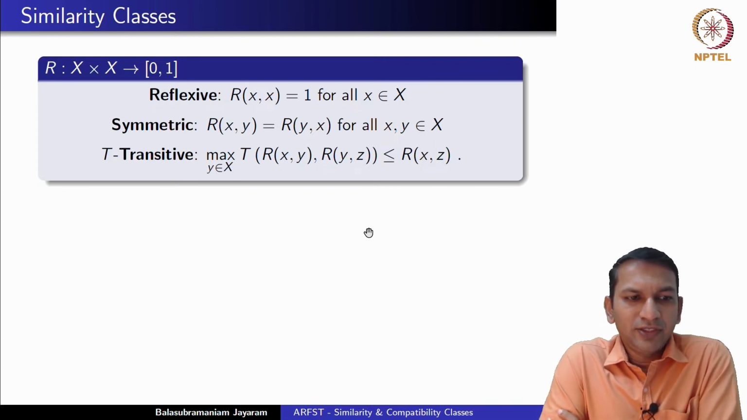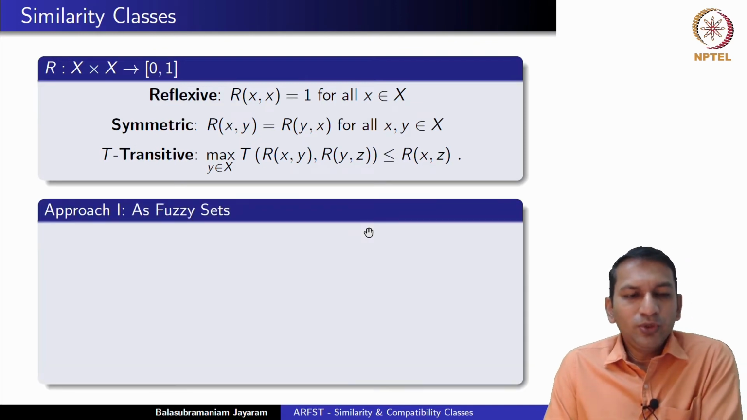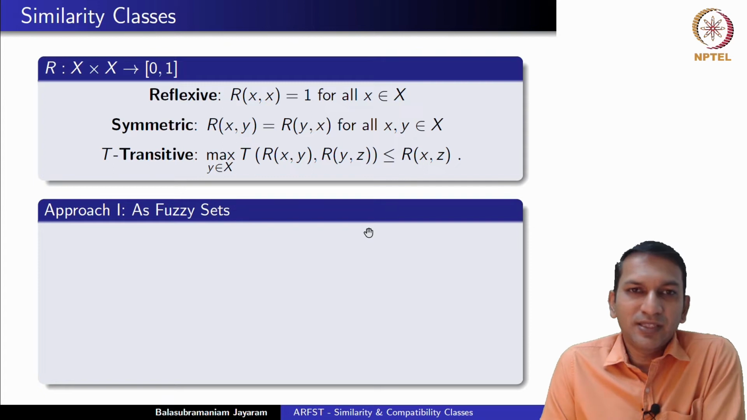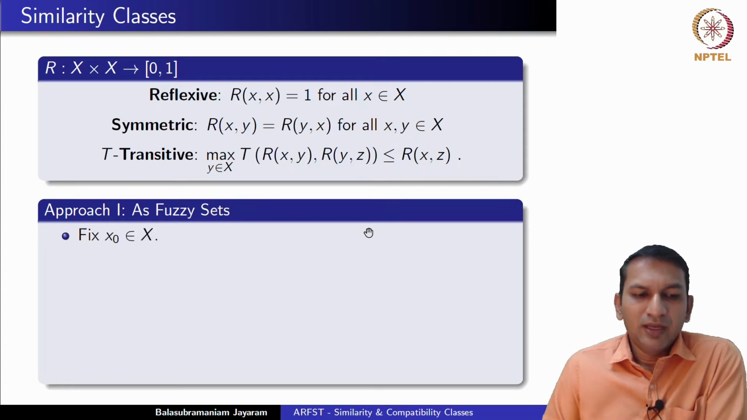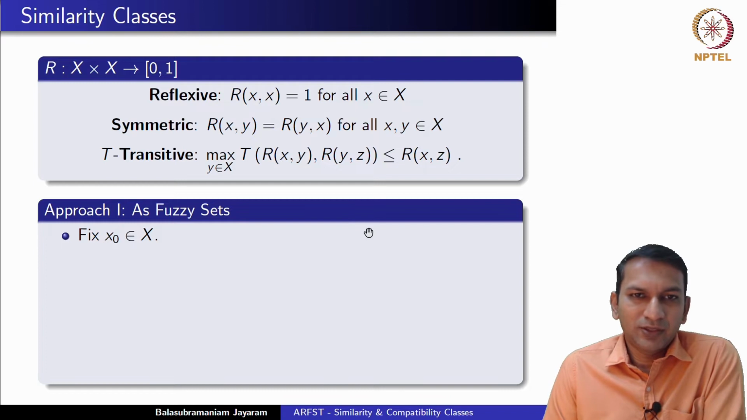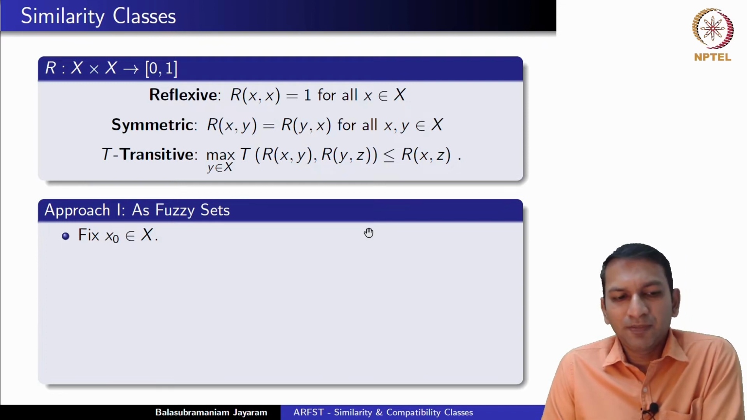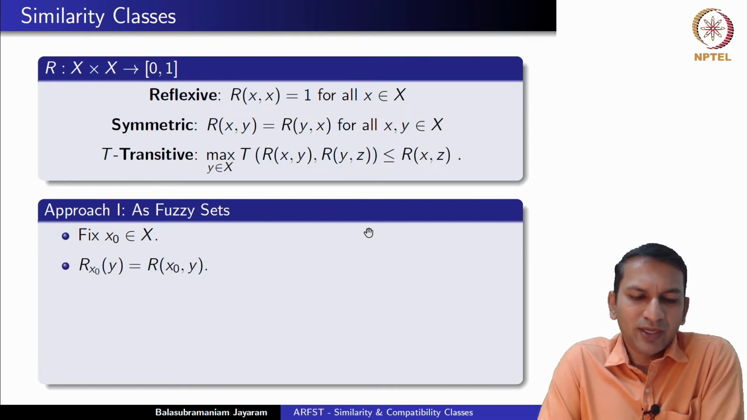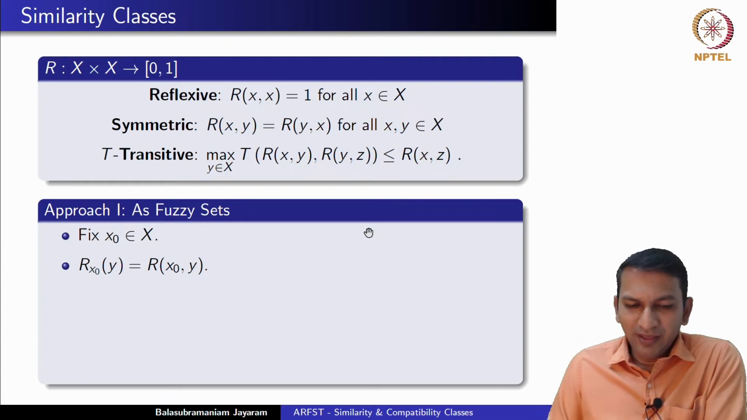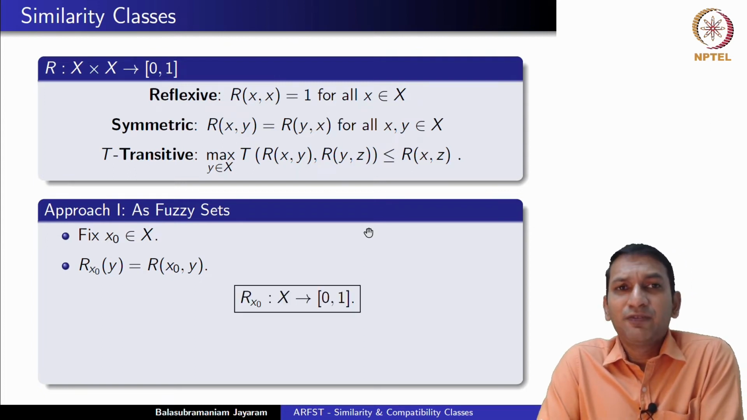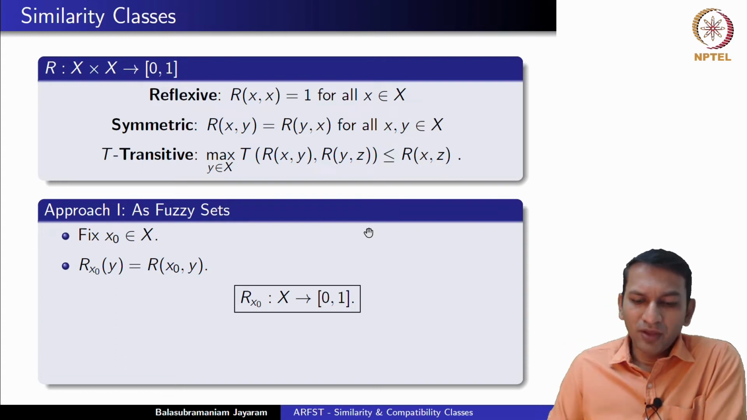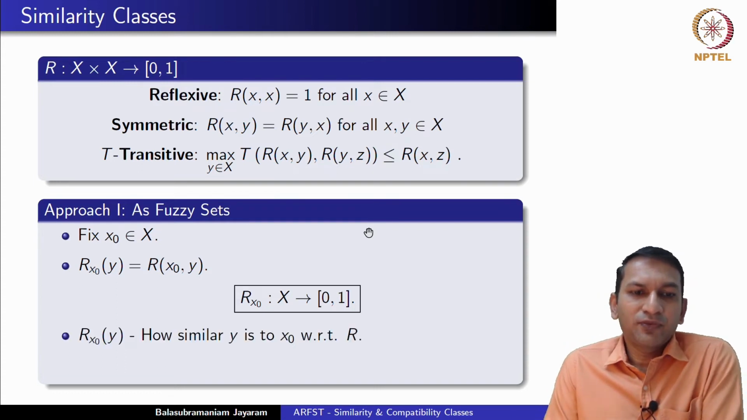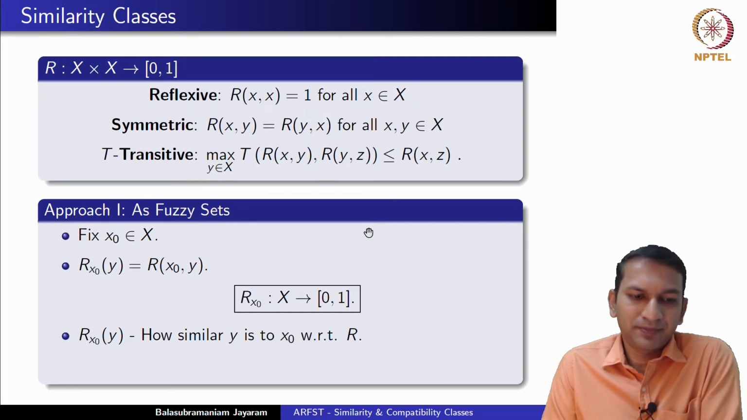Recall, a relation is a fuzzy equivalence relation if it has these 3 properties. You could look at similarity classes as fuzzy sets themselves. How? Let's fix an element x0 of x. Remember, we are talking about binary fuzzy relations. So fix an x0 from x and define this function r subscript x0 of y as r of x0 comma y. Clearly, then this r_x0 is nothing but a fuzzy set on x itself. Now, what does it tell us? r_x0 of y tells us how similar y is to x0 with respect to r.